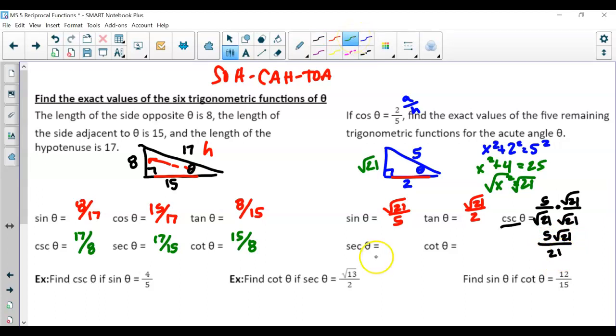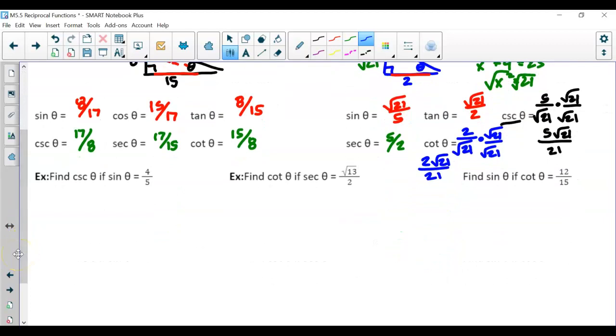So then secant is the reciprocal of cosine. So secant is 5 over 2. Then cotangent is the reciprocal of tangent. So 2 over radical 21. But again, make sure to rationalize radical 21. So you've got 2 radical 21 over 21. So just again to make sure that you identify here, right? So cosecant is the reciprocal of sine. So all we've got to do is flip. So cosecant is 5 over 4.